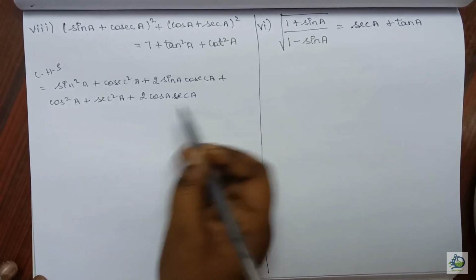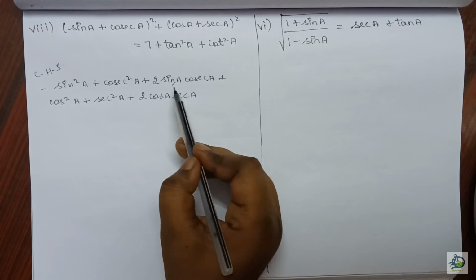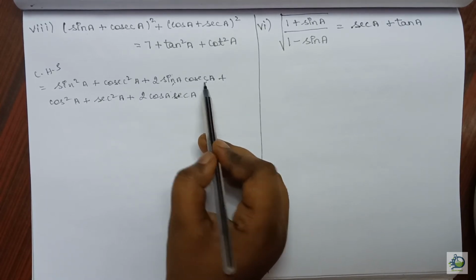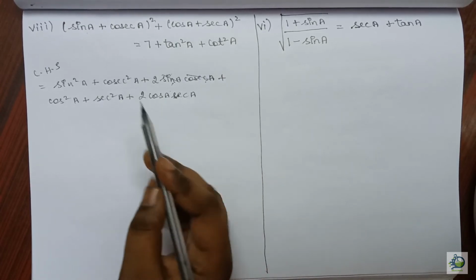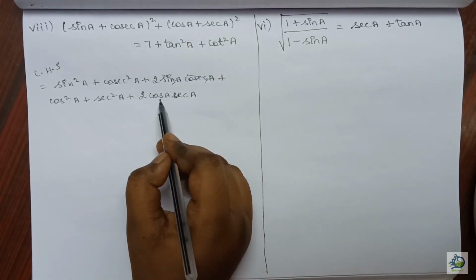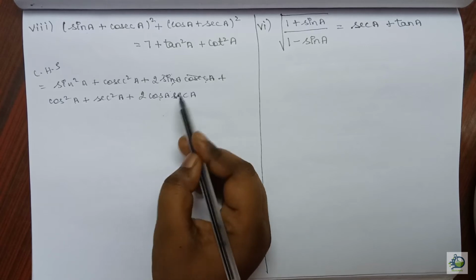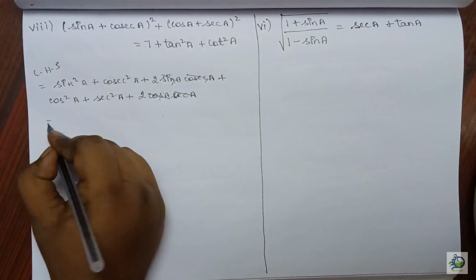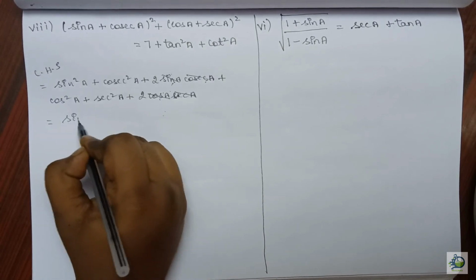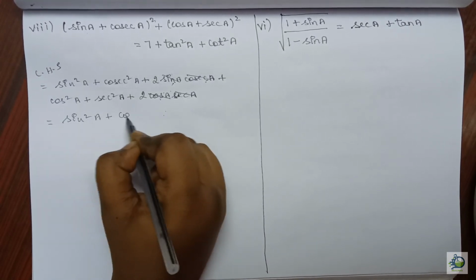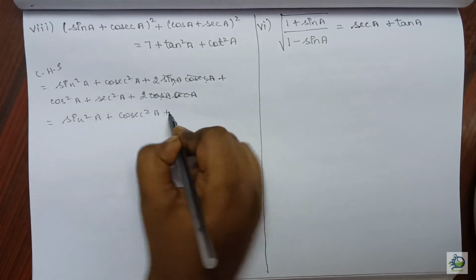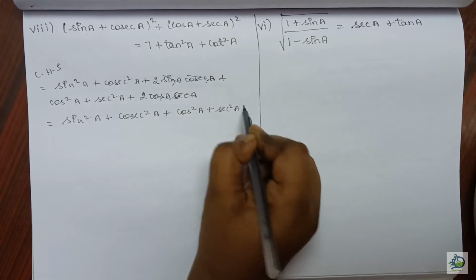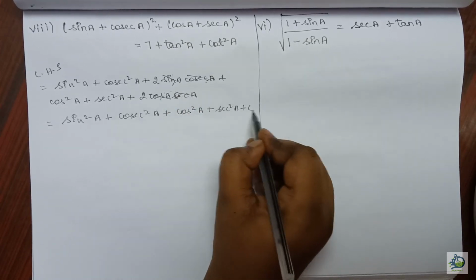We know that sine can be written as 1 by cosecant A. So 1 by cosecant A into cosecant A get cancelled. So this both will get cancelled. Similarly, cos A can be written as 1 by secant A. So when it is written as 1 by secant A, this both will get cancelled. So we are left out with sine square A plus cosecant square A plus cos square A plus secant square A plus 2 plus 2, 4.